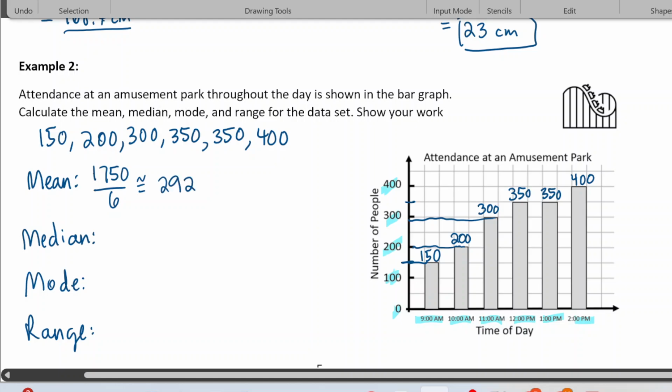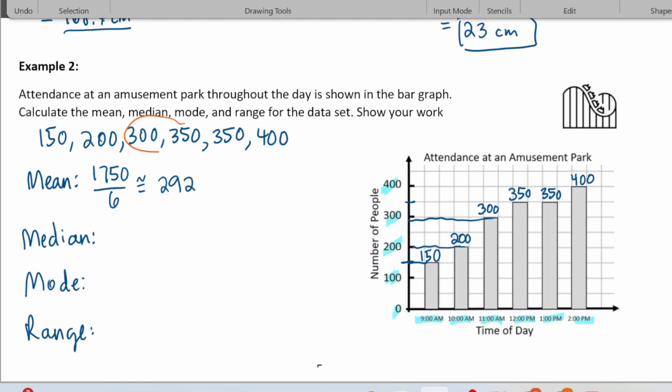Okay, median is the middle number. Now there are 2 numbers in the middle. So 300 and 350. You want to do the average of those 2. So you can just think about what's halfway between 300 and 350 if you want, or you can just add them up and divide by 2, and you get 325.